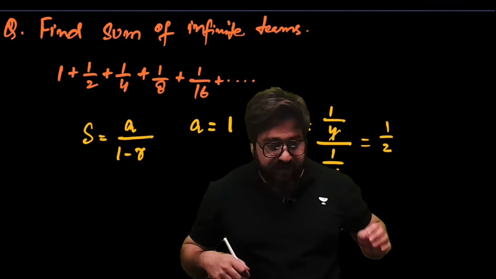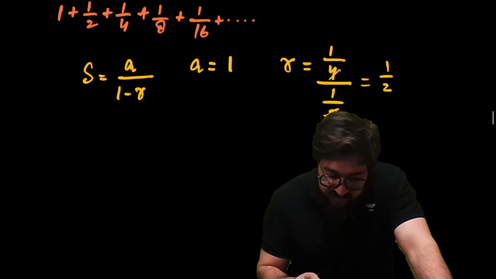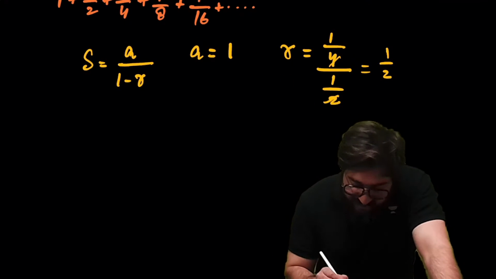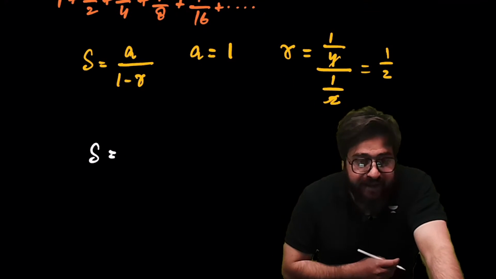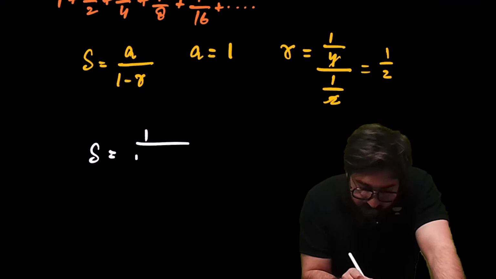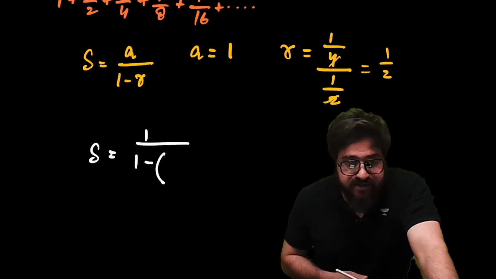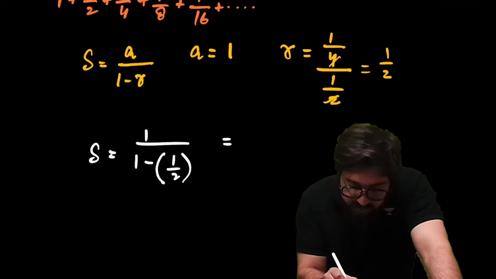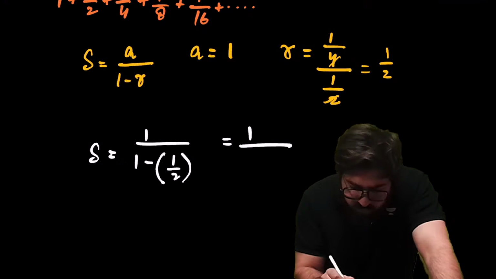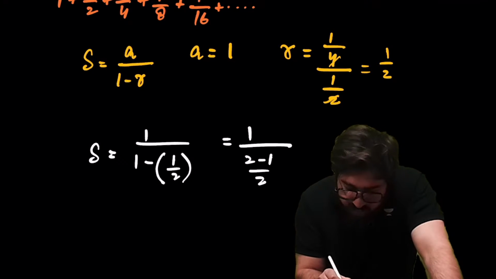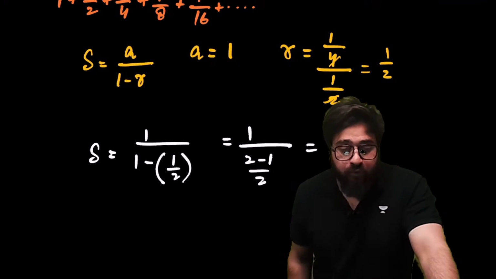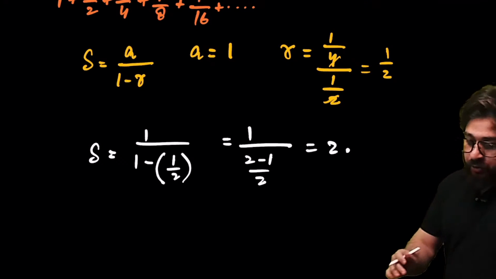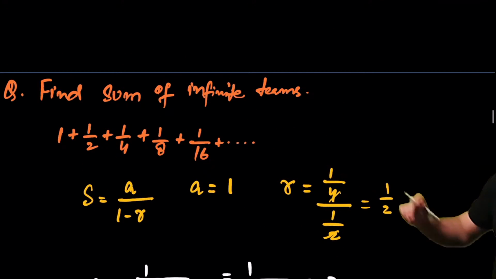You have seen this in electrostatics. Now, my dear friends, if I have to find the sum here, a upon 1 minus r, a is 1, and 1 minus r in this case is 1 by 2. So it is 1 upon 1 by 2, that is 2. So the sum in this case has come out to be 2.